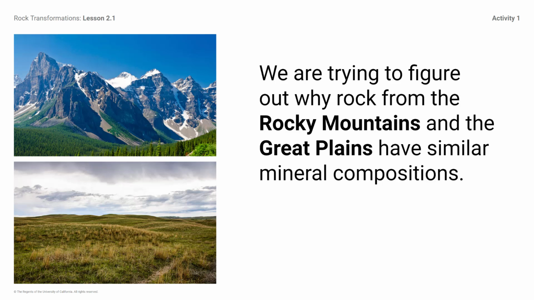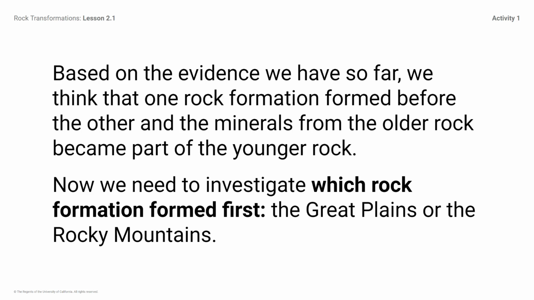We are trying to figure out why rock from the Rocky Mountains and the Great Plains have similar mineral compositions. In the last lesson, we determined that the rock from the Rocky Mountains and the Great Plains did not form as one rock formation and then separate. Based on the evidence we have so far, we think that one rock formation formed before the other, and the minerals from the older rock became part of the younger rock.